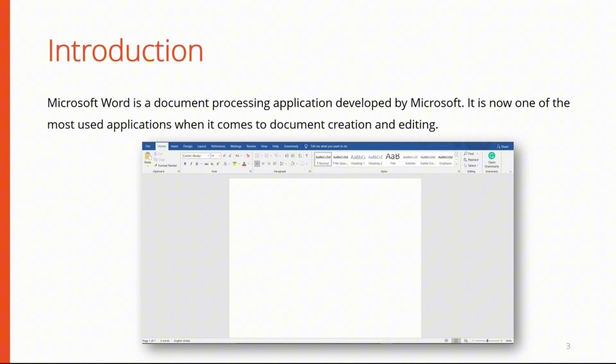So how do you get Microsoft Word? Now, one, you can purchase it as an individual application. Or two, you can also purchase it as part of the Microsoft Office 365 subscription. Yes, you heard it right. So if you purchase a Microsoft Office 365 subscription, you actually get Microsoft Word and other applications of Microsoft Office along with it.